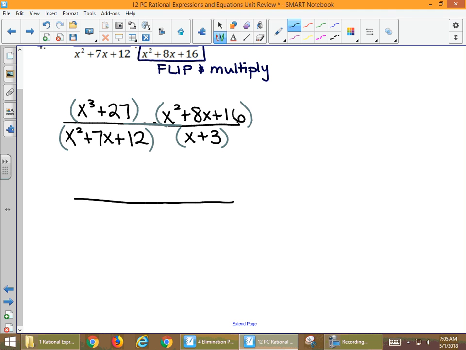Another cube problem. Here I have a sum of cubes. Here my a is x. The cube root of x cubed is x. And my b, the cube root of 27, is 3. So just like with problem number 2, I like to write out the pattern first.